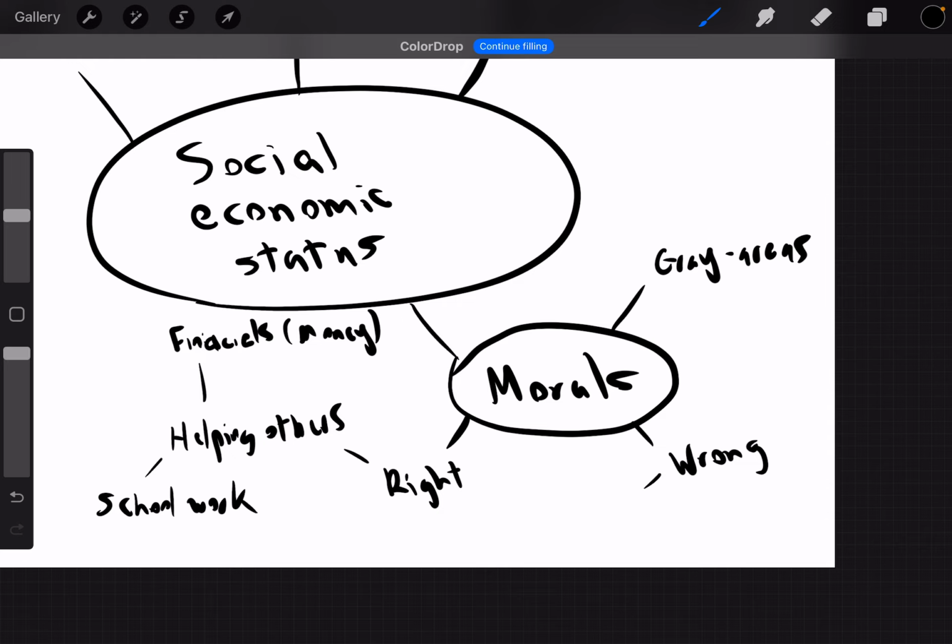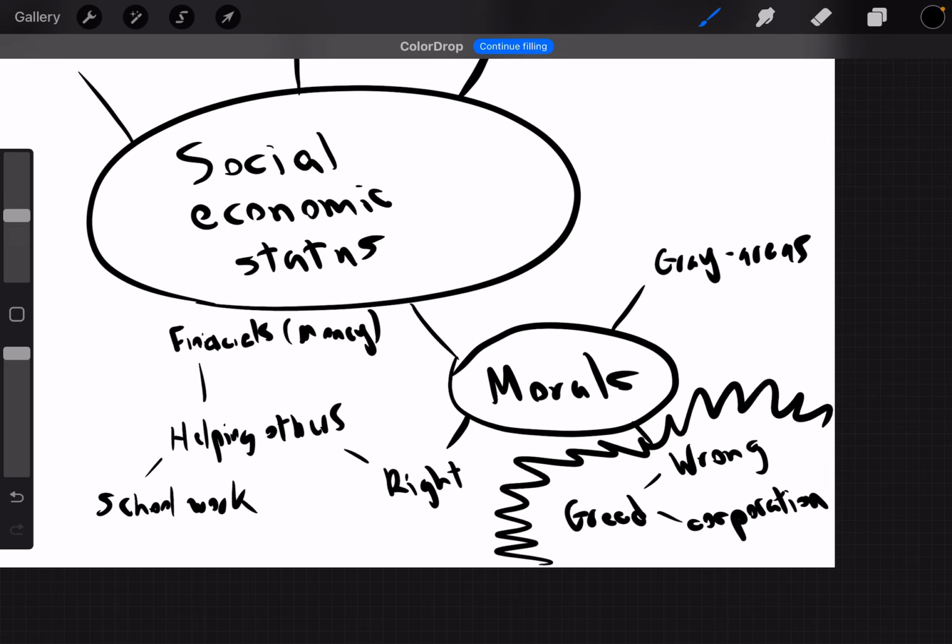Wrong is, think about in terms of greed, corporations. And I do remember writing something like this on my original mind map that I had. So I actually want to go with this idea, with the greed and the wrong and the corporation. So that's the kind of direction I wanted to take my inquiry question.